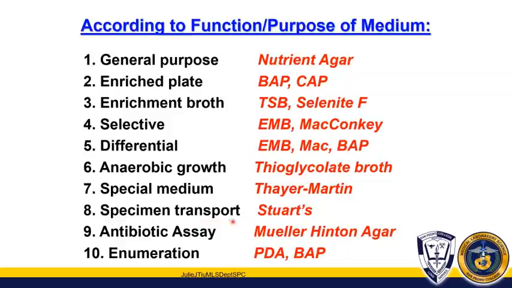For antibiotic assays, the medium is actually made for ease in antibiotic diffusibility. This is the reason why the Mueller-Hinton agar is most often used. And for counting or enumeration purposes, your potato dextrose agar or your blood agar plate can be used as well.